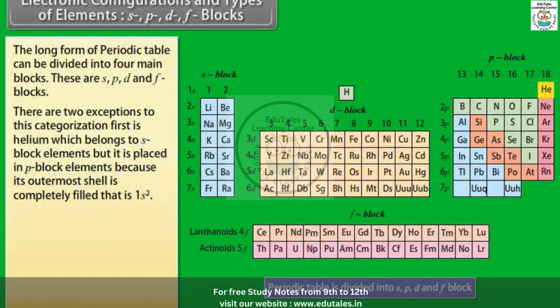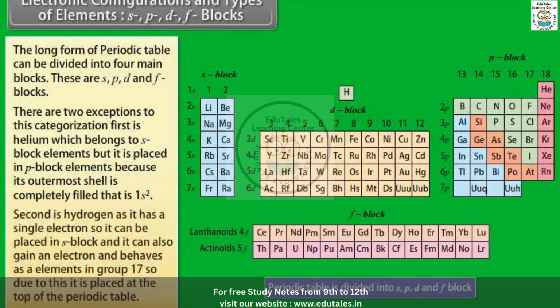First is helium, which belongs to s block elements, but it is placed in p block elements because its outermost shell is completely filled, that is 1s2. Second is hydrogen, as it has a single electron, so it can be placed in the s block, and it can also gain an electron and behave as elements in group 17. So, due to this, it is placed at the top of the periodic table.